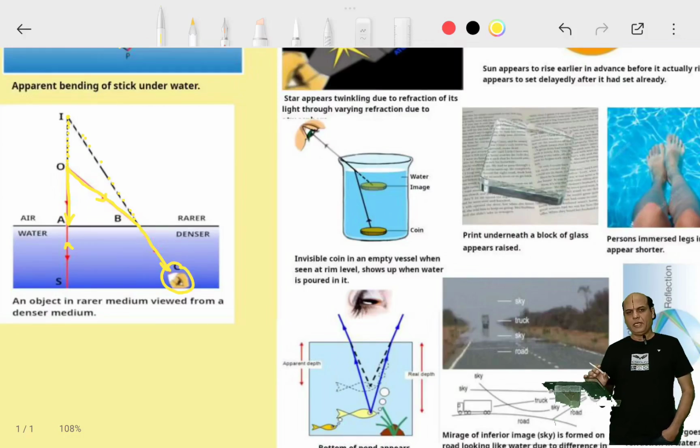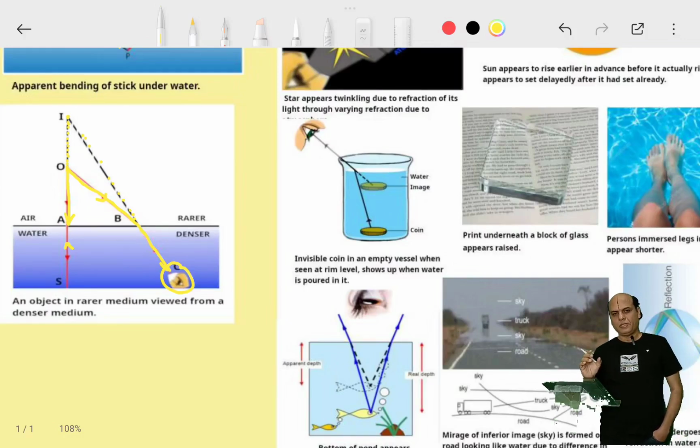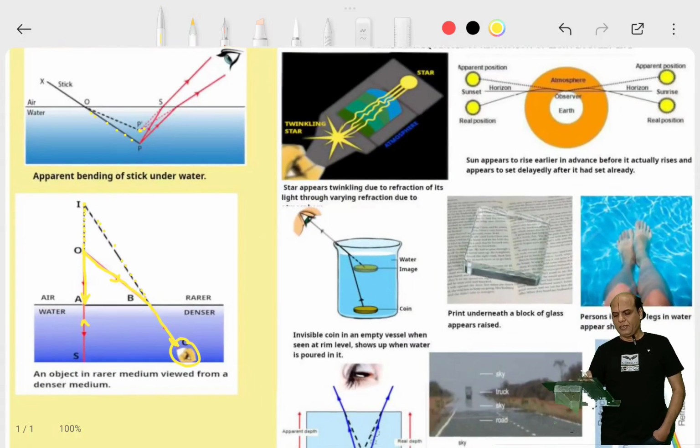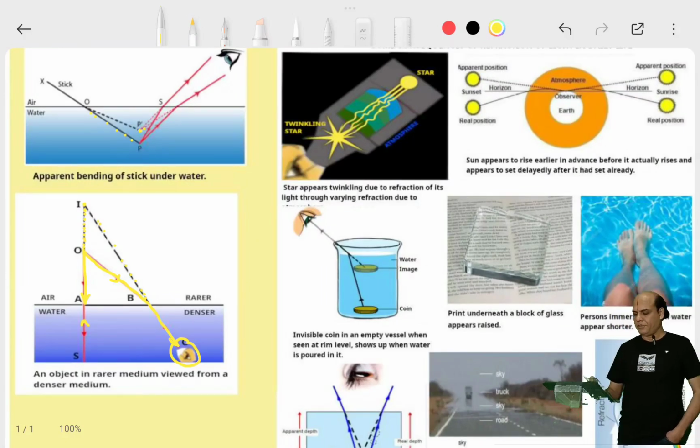So when the observer is observing from the denser medium and the object is placed in the rarer medium, the object appears farther from him. Whereas in the earlier case, when the observer was watching from the rarer medium and the object was inside the denser medium, the object was apparently nearer to him. So these two phenomena we should note.